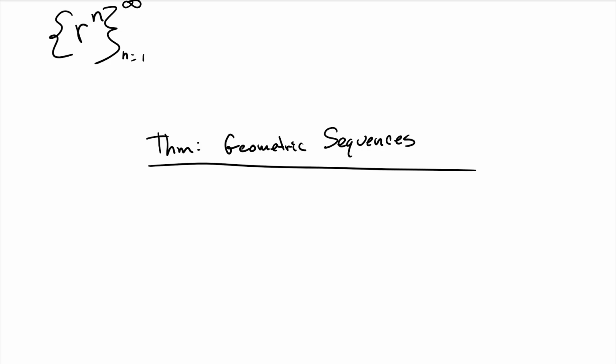Theorem for geometric sequences. Sorry, I didn't copy this over, but it's not that big of a deal. Please, please, please know this. We're going to let r be a real number, so we're not dealing with any i's. That's the first case. As long as r is a real number, we have this.